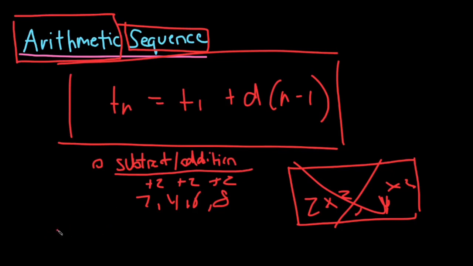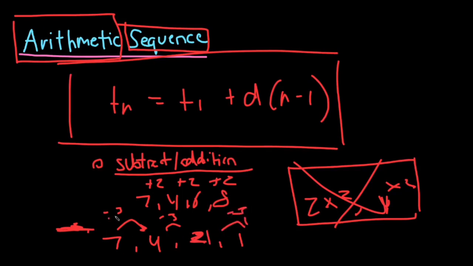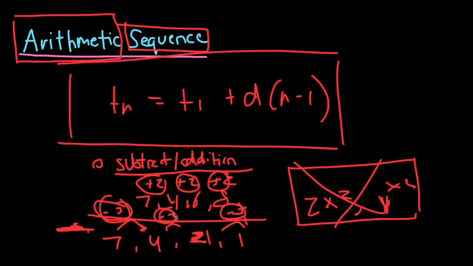And you will also see minuses too. It can go back down by minus 3, minus 3, and minus 3. It can go in negatives as long as it is the same difference. You see these are all the same, and there's the same difference. They can go in subtraction or addition.